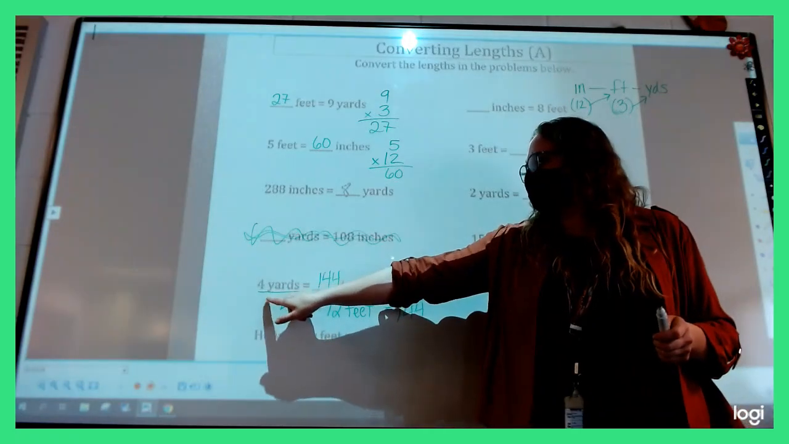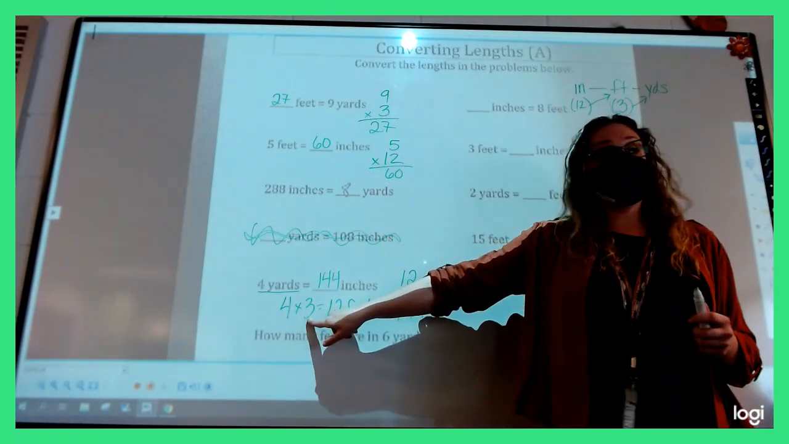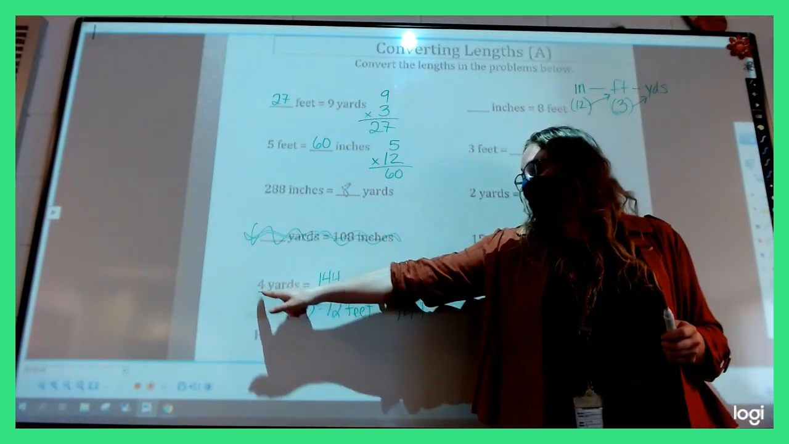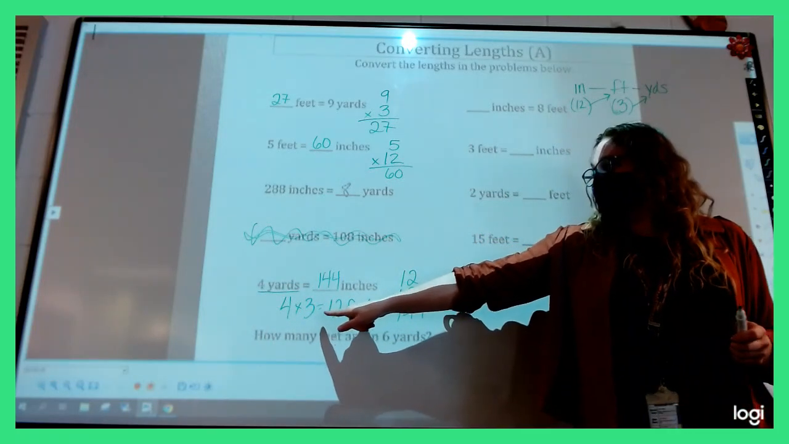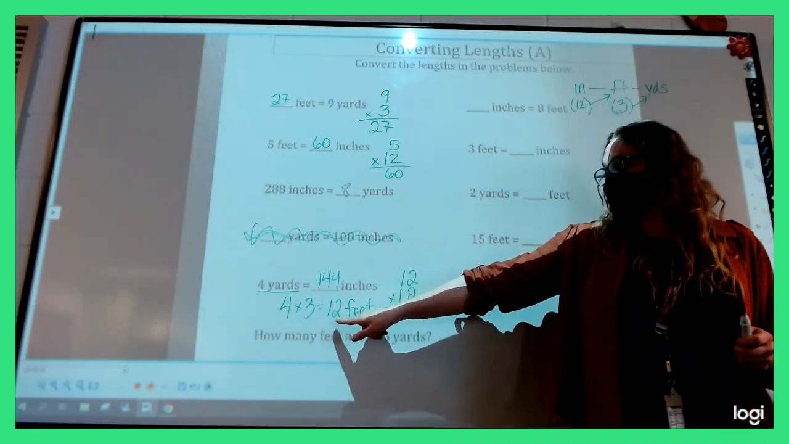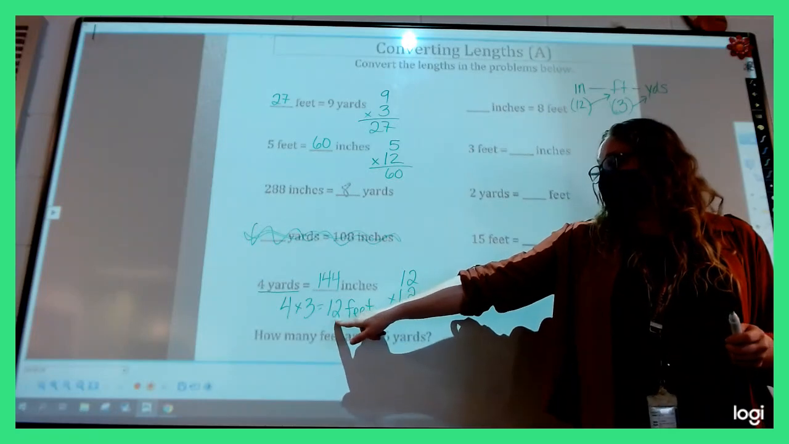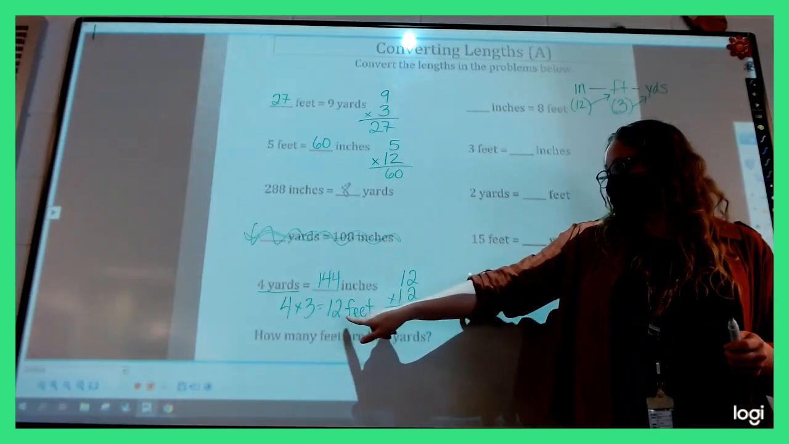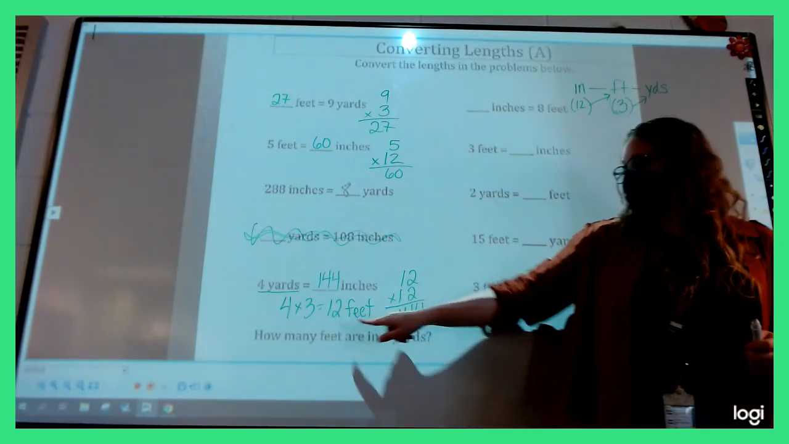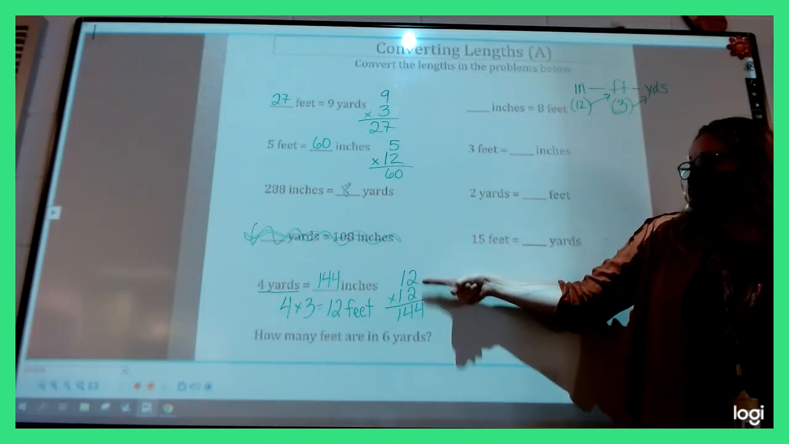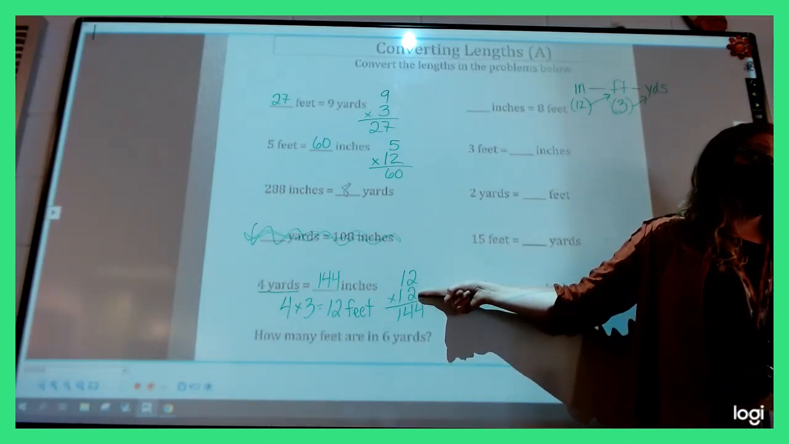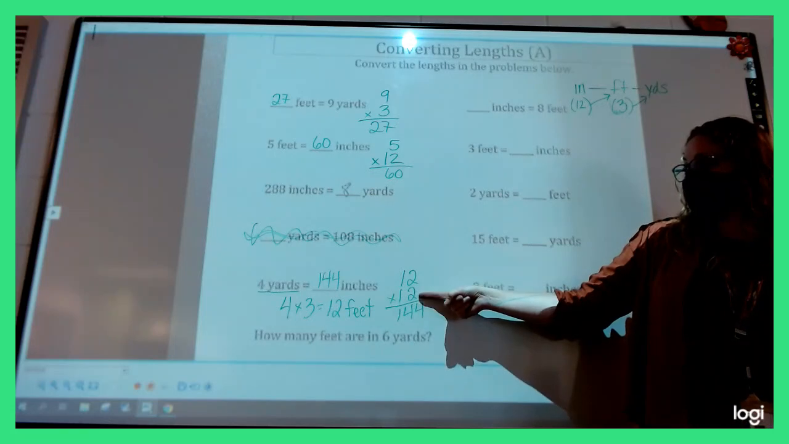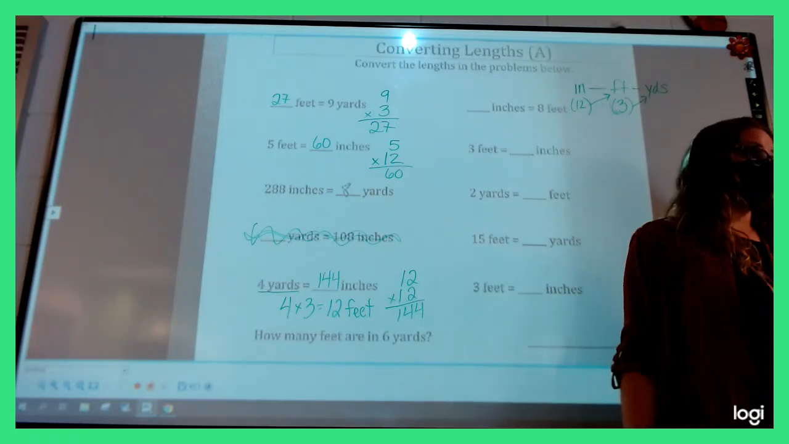All right, so everyone listen real carefully. First, we wanted to change our yards into feet, okay? So I had 4 yards, and we know that a yard has 3 feet inside of it. So a total of 12 feet. Then we change our feet into inches. So if I have 12 feet, that's where that 12 came from. There are 12 inches in every foot. So I have 12 feet times 12 inches would be 144 inches.